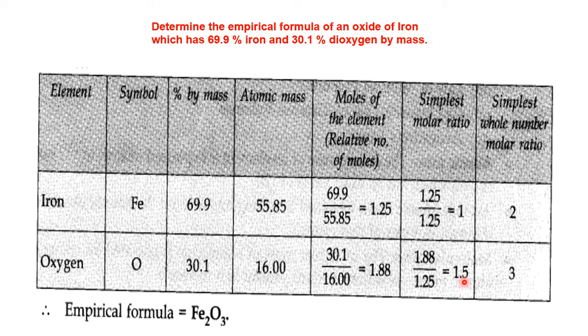So normally it will not be in fractional moles. Therefore, if you double this, 1 becomes 2 and 1.5 becomes 3. So iron is 2, oxygen is 3. That is the simplest whole number ratio we get in the empirical formula. So therefore, the empirical formula is what? Iron 2 and oxygen 3. Totally it is Fe2O3. So this is the empirical formula of the oxide of iron with the knowledge of mass percentage. Okay, right.